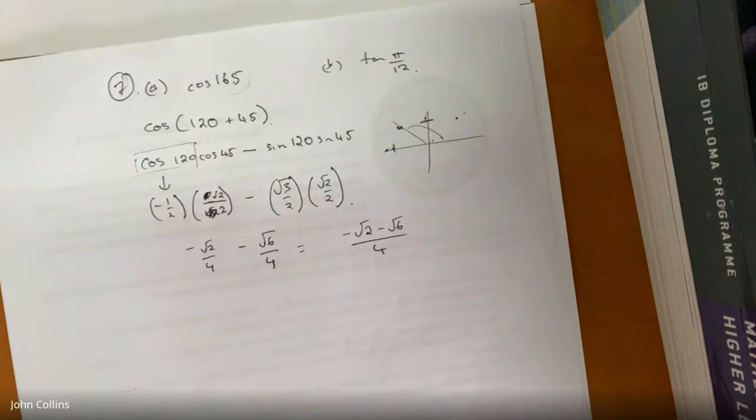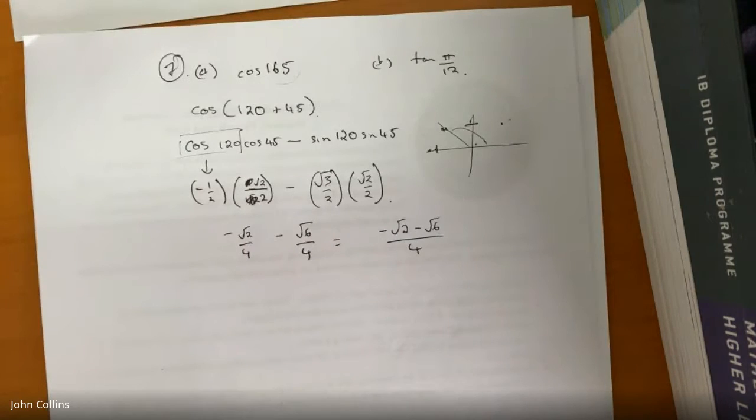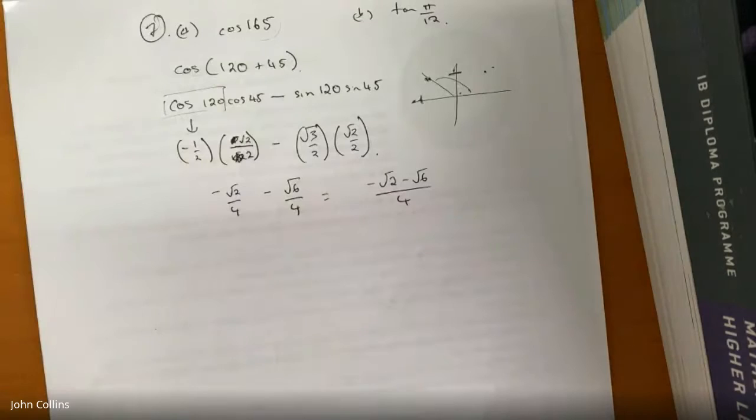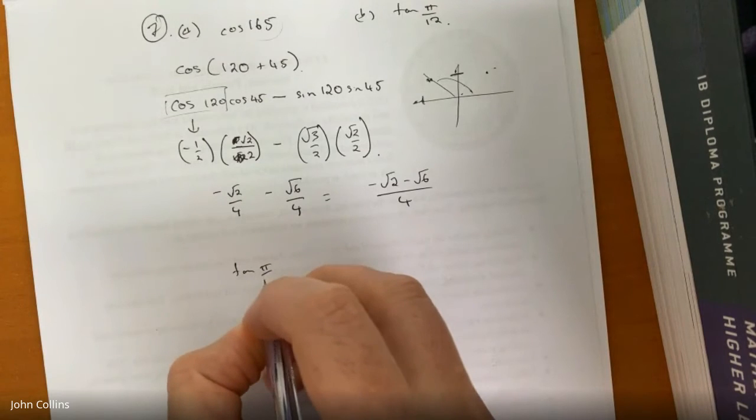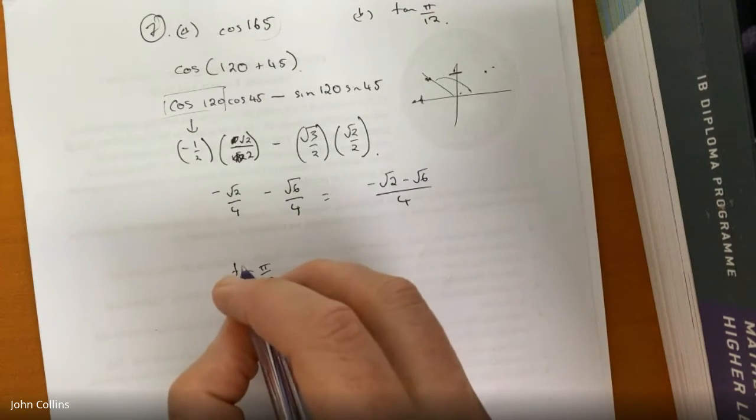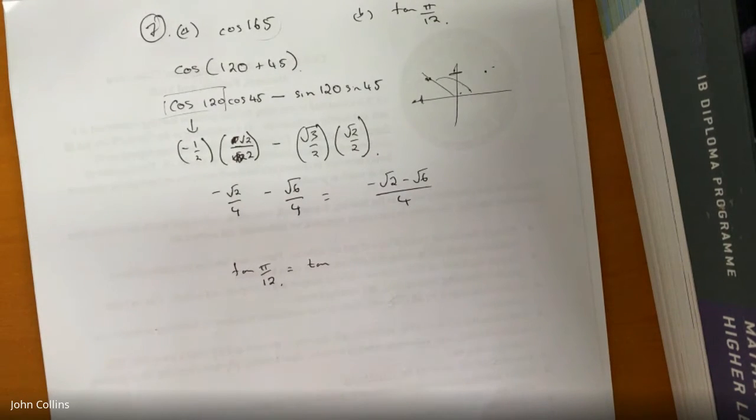Put them together. Okay, so that's quite a common exam question. So can you do the second one, please? So tan pi over 12. So we need to find out two angles that make pi over 12. Rigel, what two angles did you use?